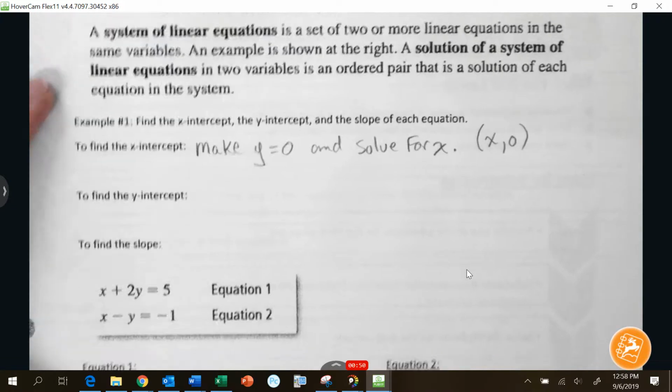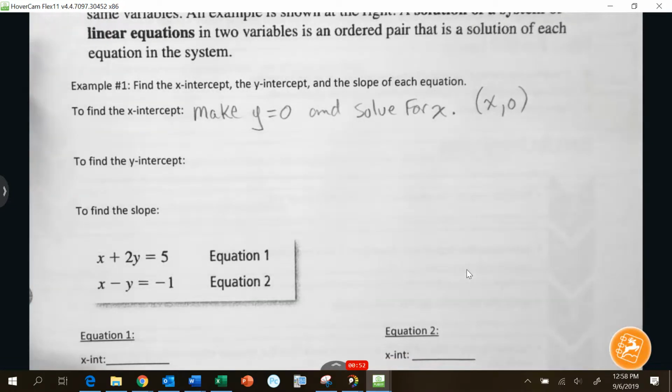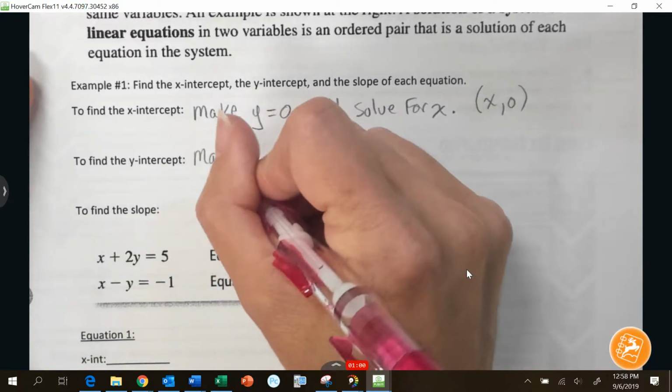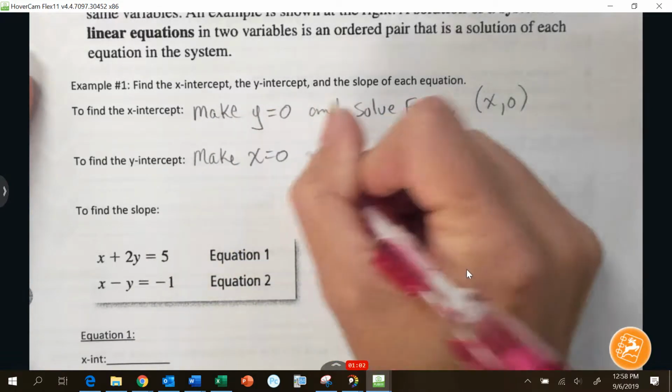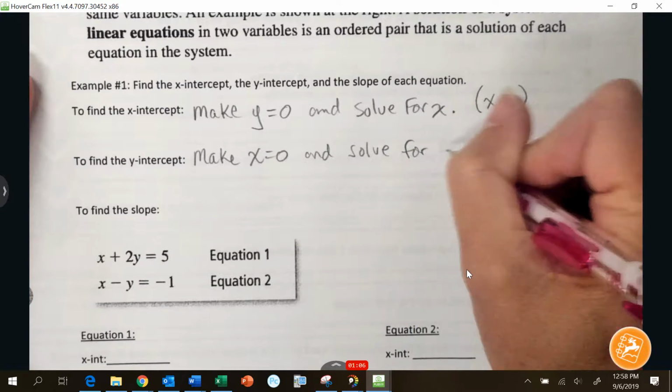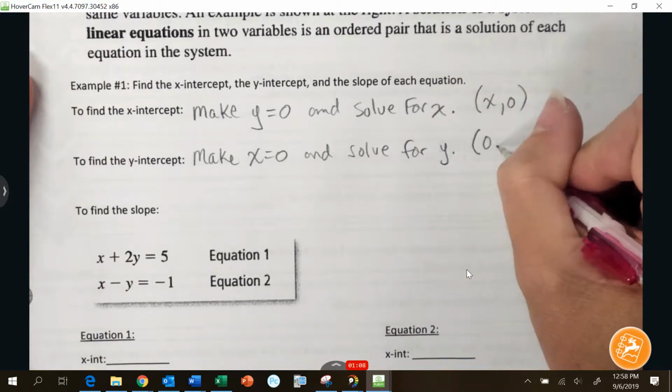To find the y-intercept, what do you do? You make x 0, and solve for y. You write it as 0 comma y.